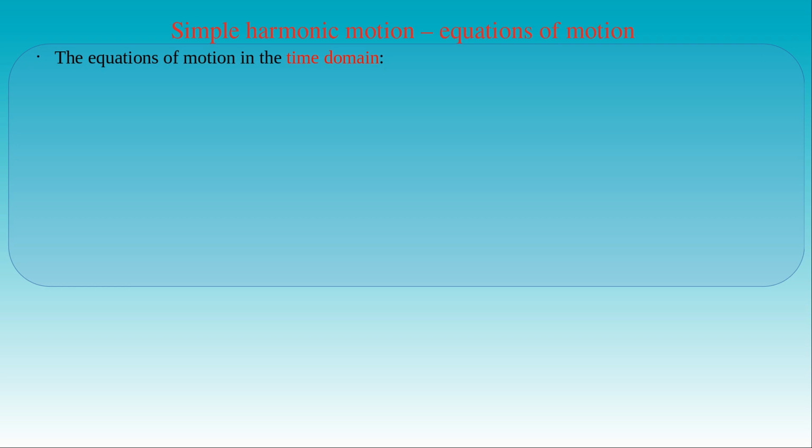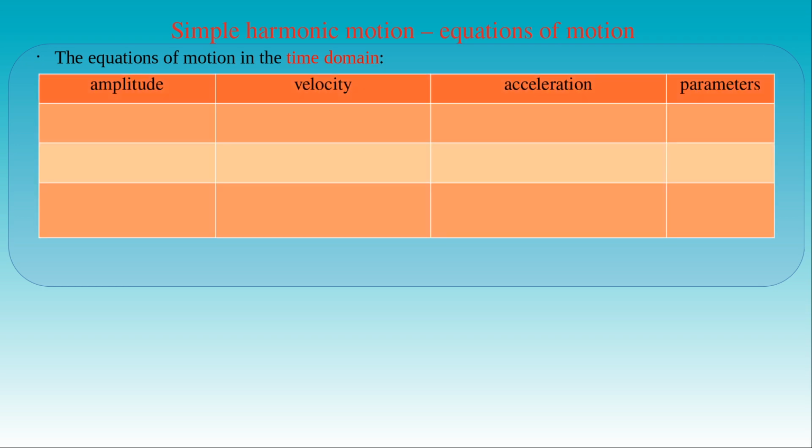If we consider the choice of the second parameter, then we can arrange the different forms of the equations of motion in a table with the columns for the amplitude, the velocity, the acceleration of the moving body, and the parameters used in these equations. We start with the parameters x0 and omega, since the application of the angular frequency provides the simplest and the most popular form of the equations of motion for simple harmonic motion.